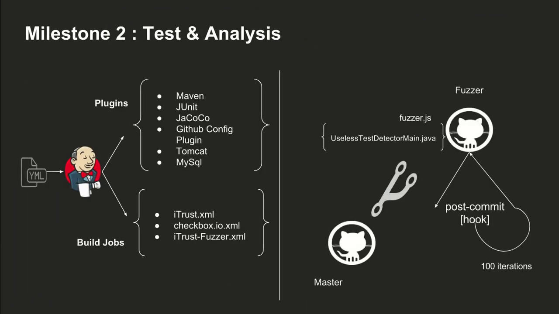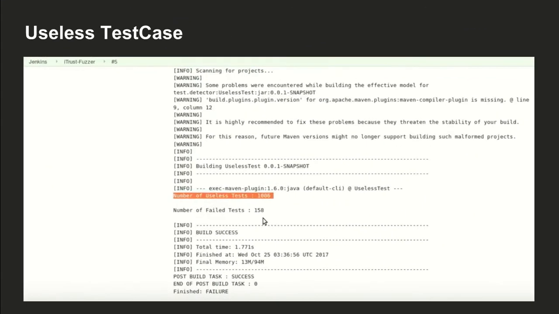Our second milestone was test and analysis, in which we extended the previous milestone and added a test suite and reports. We developed a fuzzer for iTrust to generate 100 random commits in the fuzzer branch and also a useless test detector to test those commits. This is the screenshot of the number of useless tests that were detected across 100 builds.